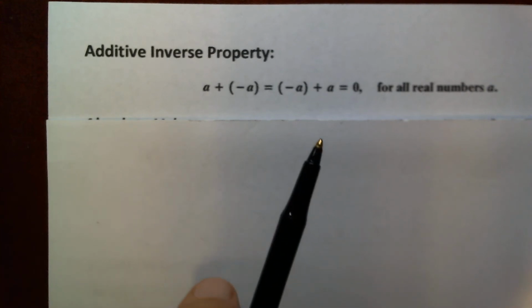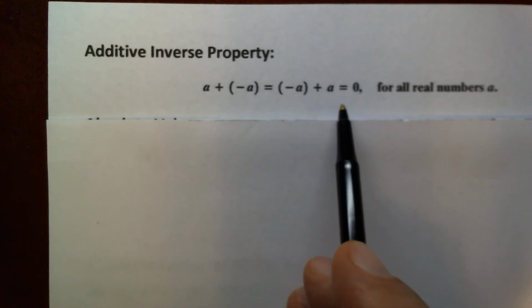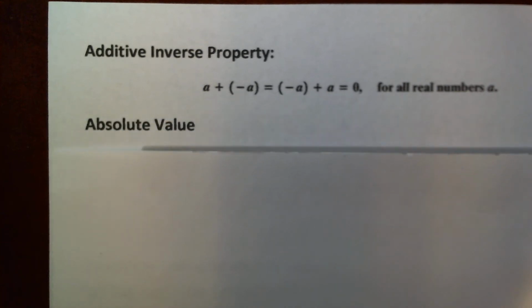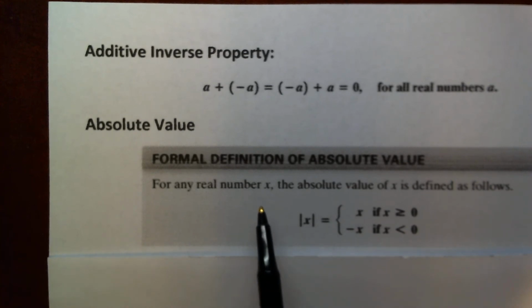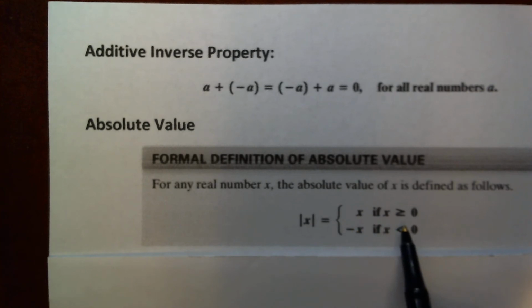Next, we have formally stated the additive inverse property. That's a plus minus a equals minus a plus a, and that's equal to 0 for all real numbers a. And then we have the idea of absolute value. Again, a concept that you're probably familiar with, but one that will be used many, many times. And that is for any real number x, the absolute value of x is defined as follows. These vertical bars read absolute value of x equals x if x is greater than or equal to 0, and it is minus x if x is less than 0. In other words, the double negative applies in this case.